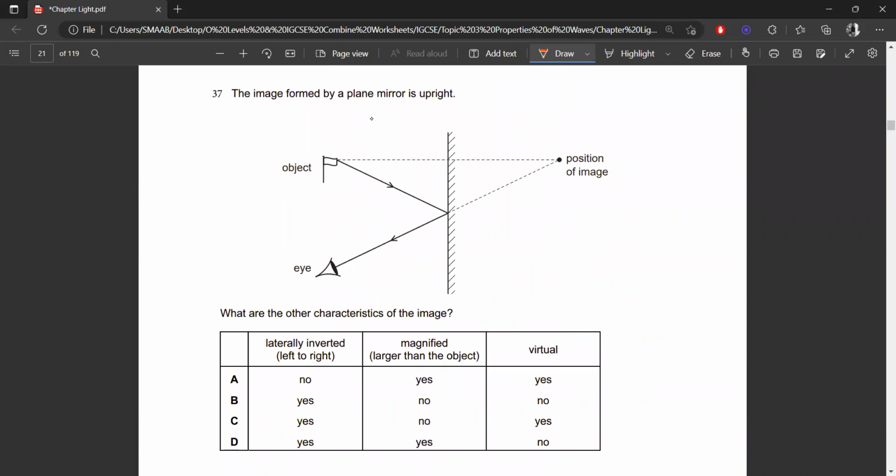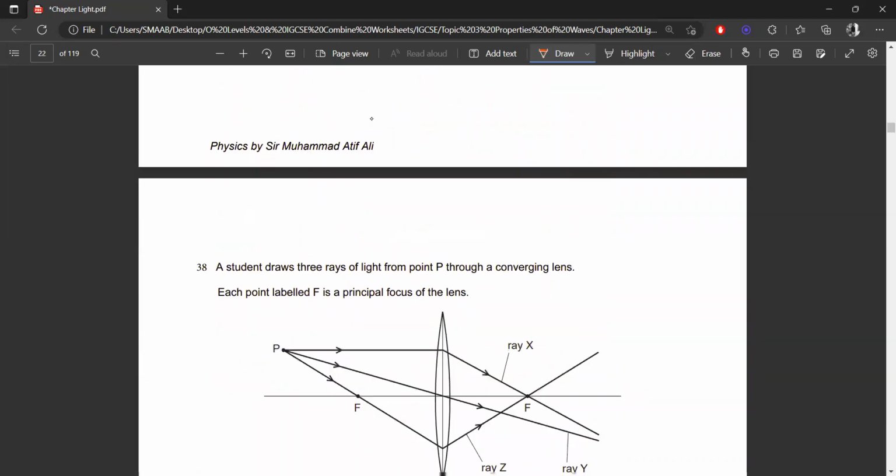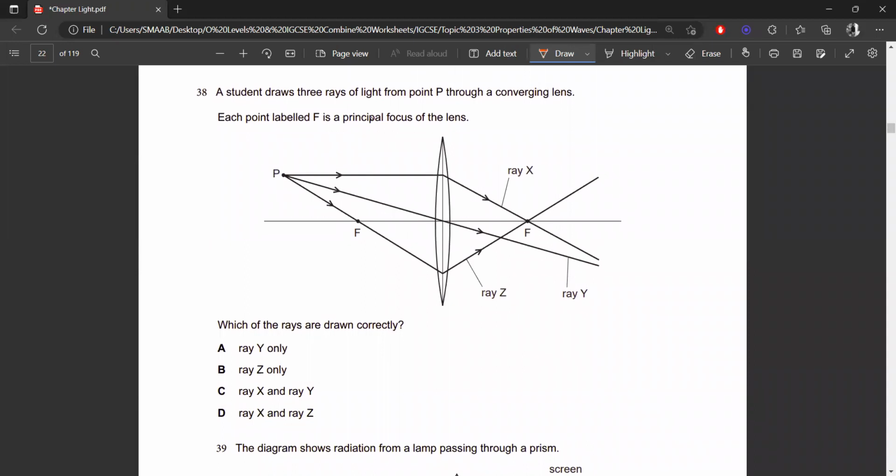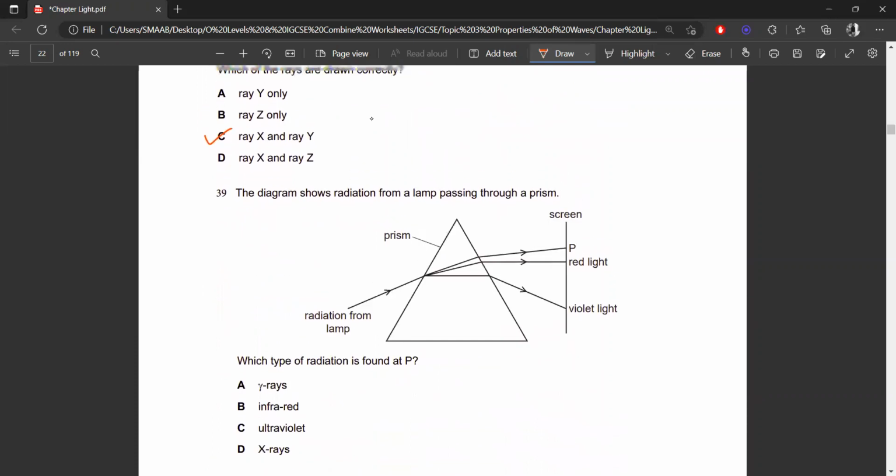Okay, 37. What are the other characteristics of the image? One characteristic is mentioned in the question, that is the image is upright. So what are the other characteristics? A, C. Laterally inverted, magnified, no; virtual, yes. So option C is the right one. 38 is repeated, and 39 is also repeated. That is infrared, right? Yes.